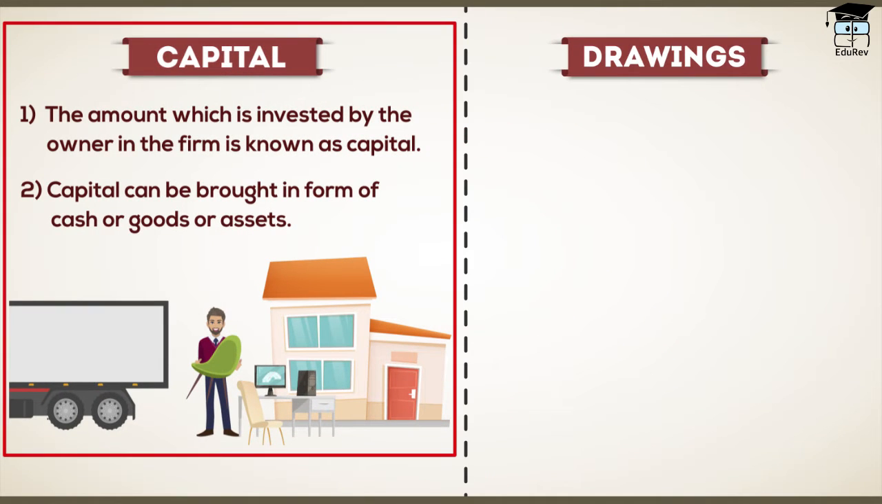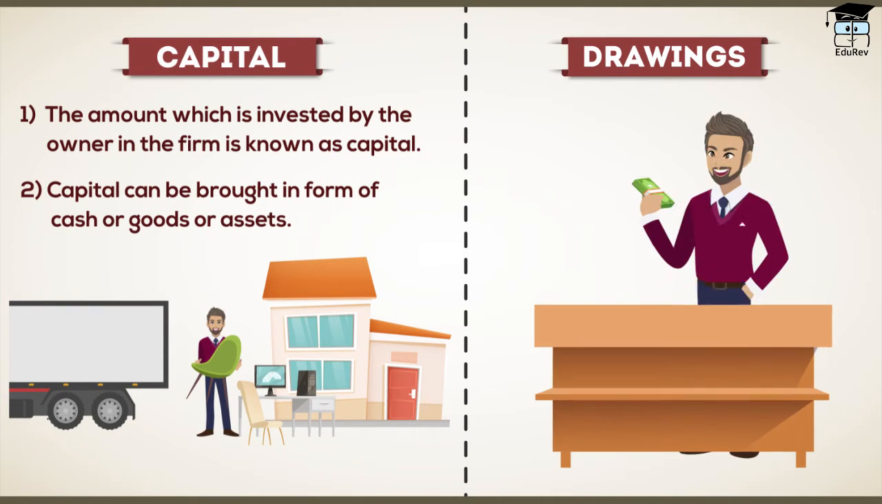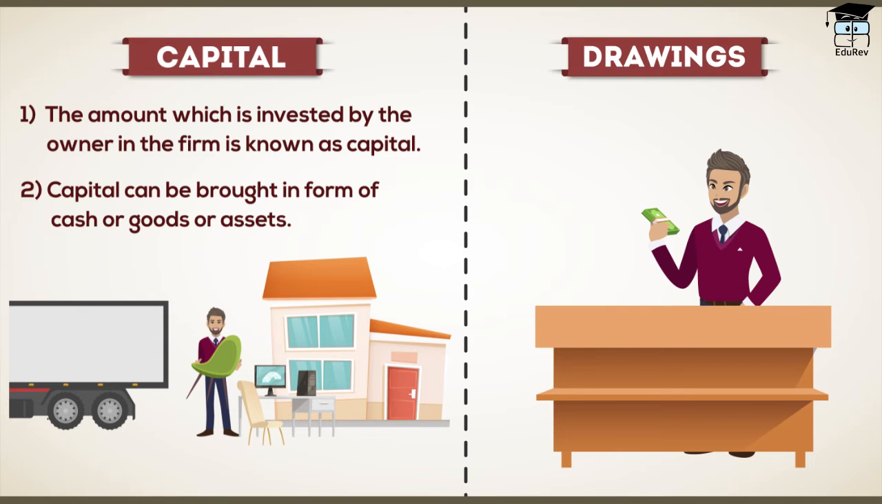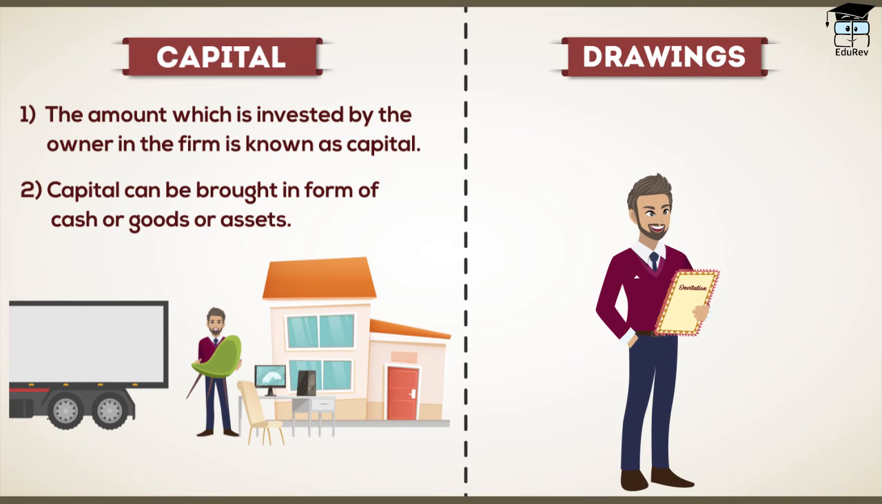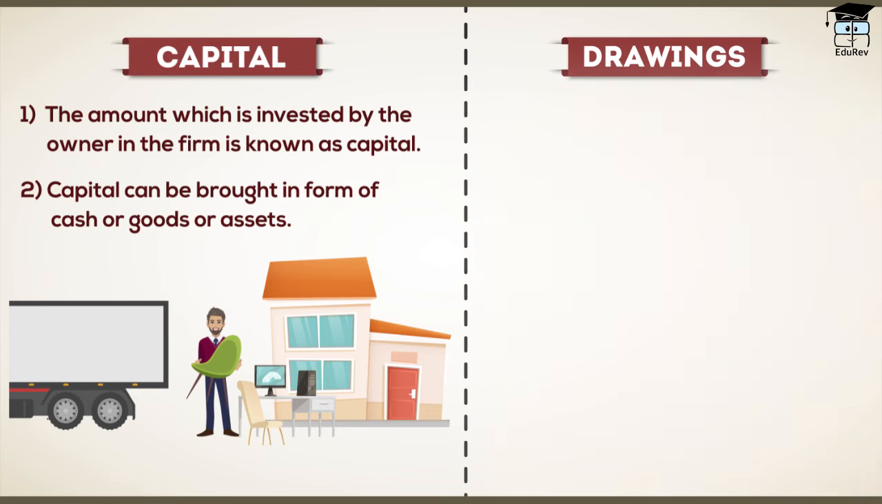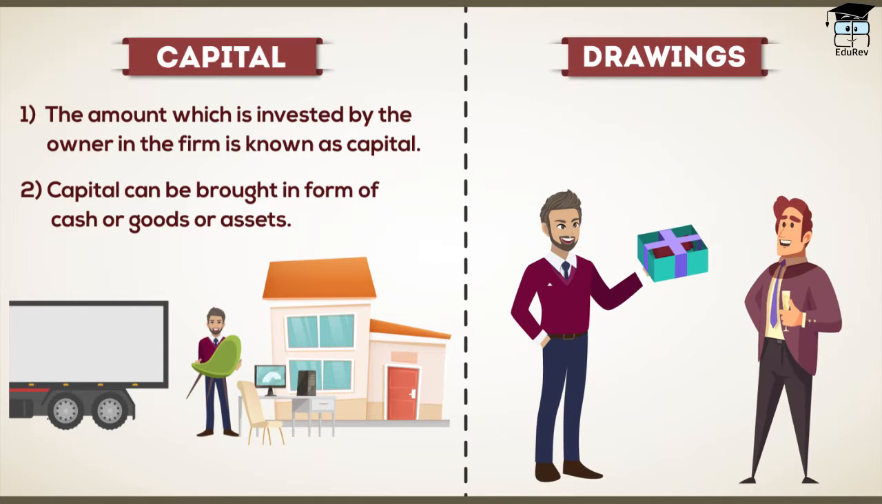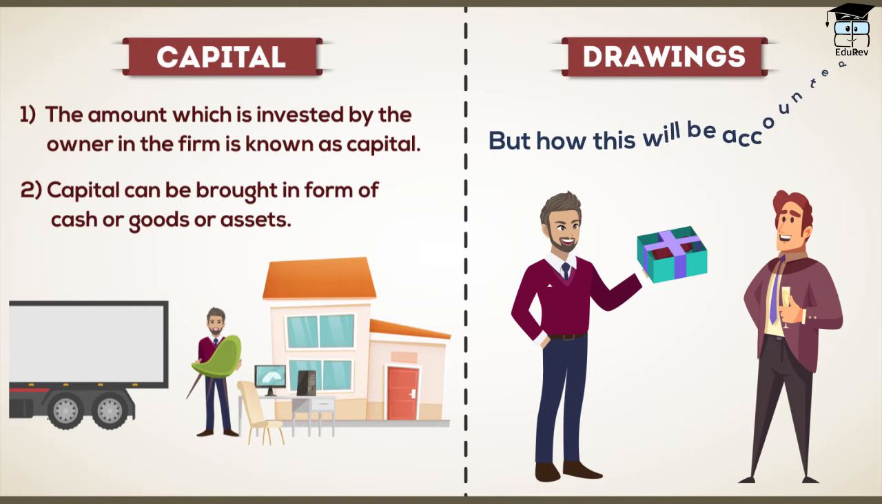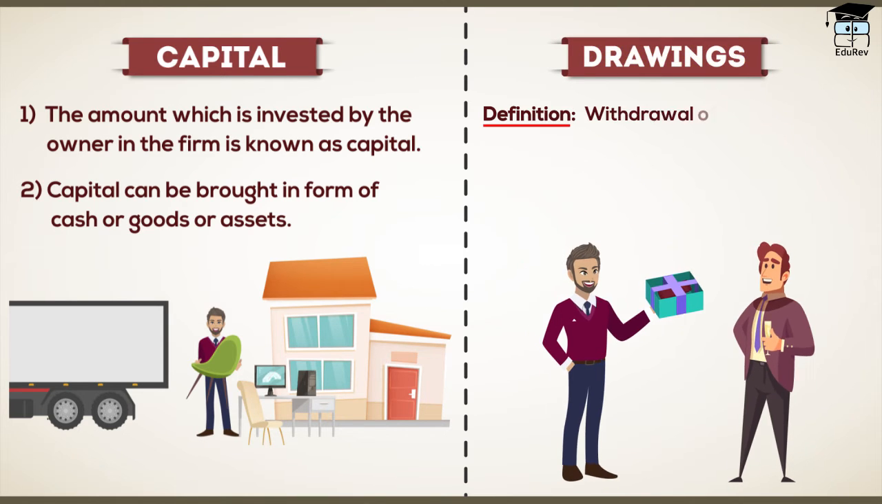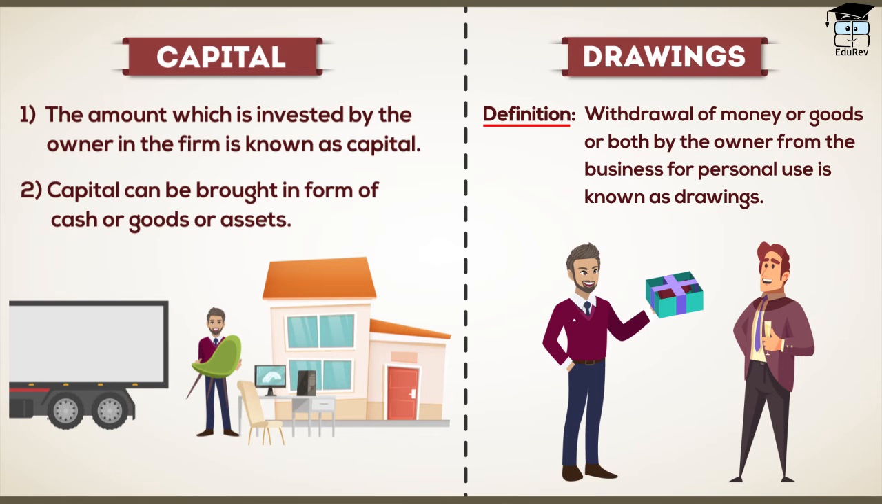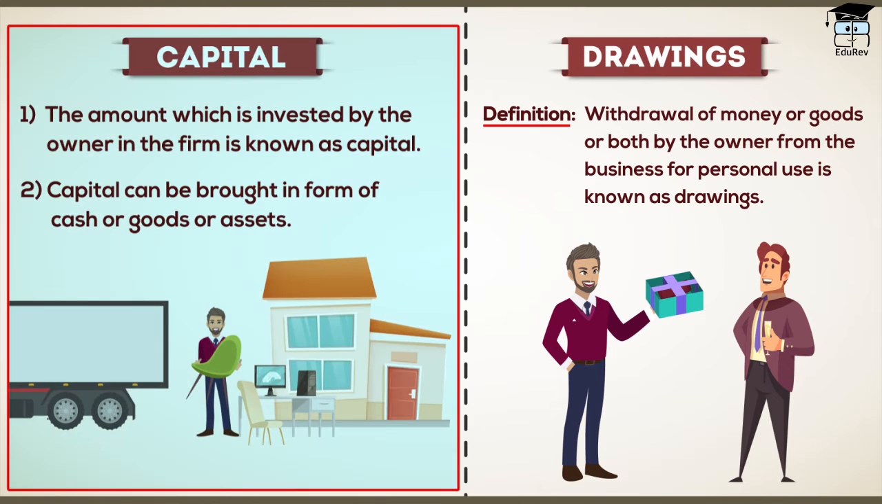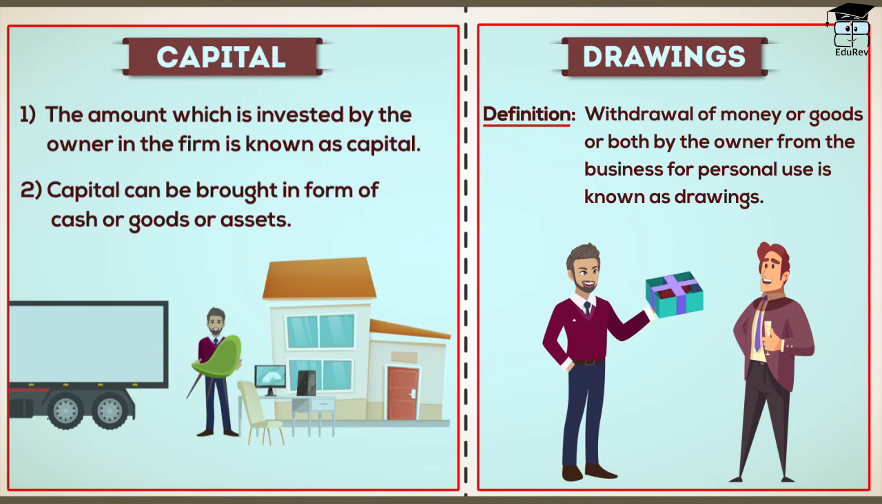Just the way the owner brings capital into the business, it is possible that he might withdraw some cash or goods from the business, right? Say Mr. Raj has to attend a party of his friend and he wants to gift him a shirt. Then rather than buying from any other store, he might take a shirt from his business only and give that to his friend. Possible, right? But how will this be accounted? Here, the shirt was taken for personal use of the owner and such activities are known as drawings. So basically, withdrawal of money or goods or both by the owner from the business for personal use is known as drawings. We have seen that the money brought in by the owner and withdrawn by the owner is recorded separately in the business books.